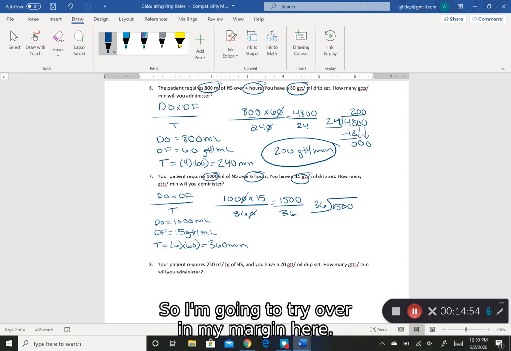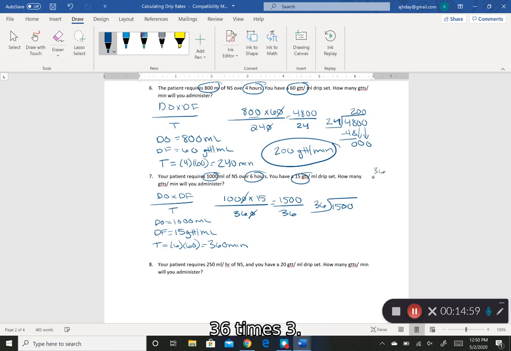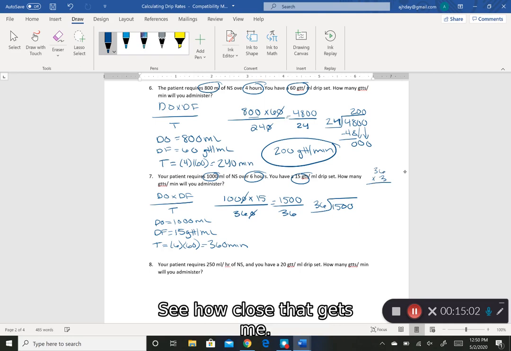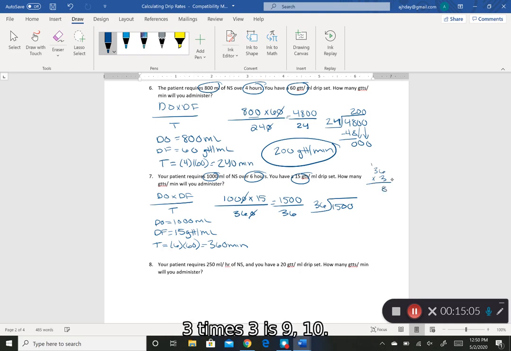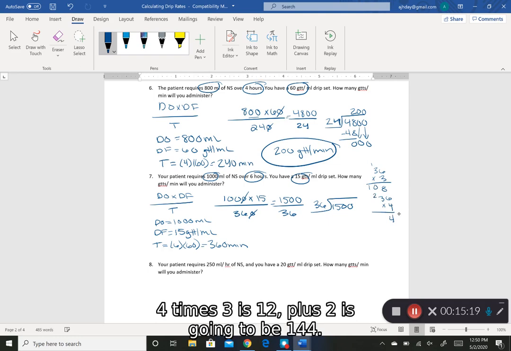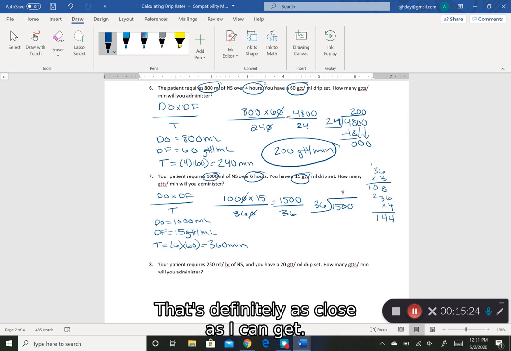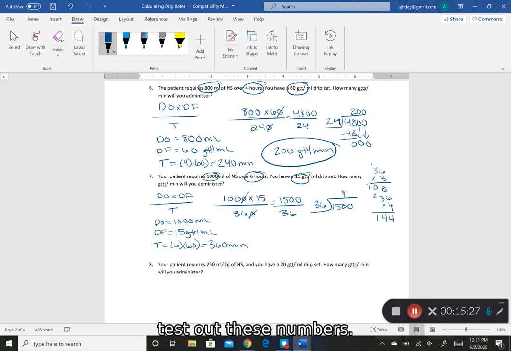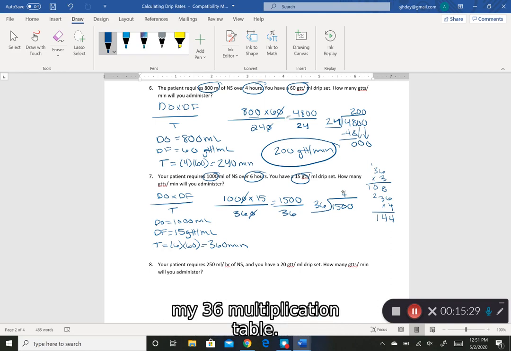So I'm going to try over in my margin here. 36 times 3. See how close that gets me. 3 times 6 is 18. 3 times 3 is 9, 10. So 108, I need a little bit more than that, actually. So 36 times 4. 6 times 4 is 24. 4 times 3 is 12, plus 2 is going to be 144. That's definitely as close as I can get. And that's okay to have to test out these numbers. Obviously I don't know my 36 multiplication table, so we're just going to have to try a few numbers and see.